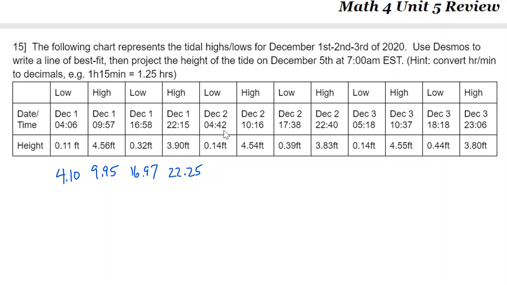But now the next day, December 2nd, we've already been at this for 24 hours. Plus the 442 is going to be 28. And 42 winds up being 0.70. And 24 plus 10 equals 34. And that's going to wind up being 0.27, something like that.